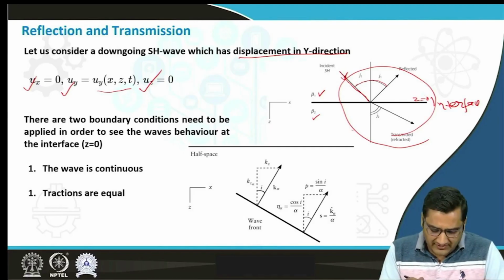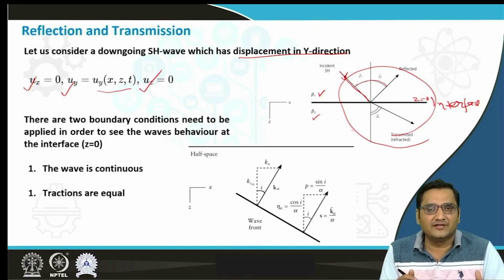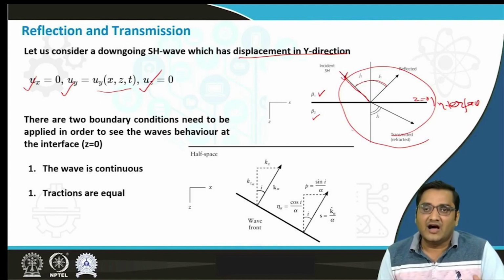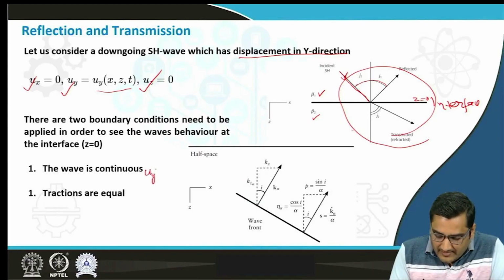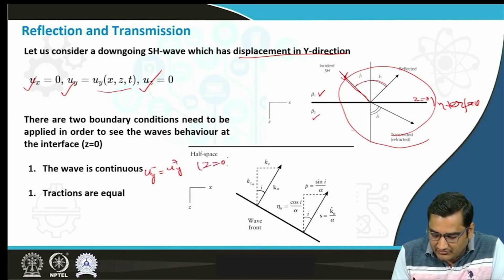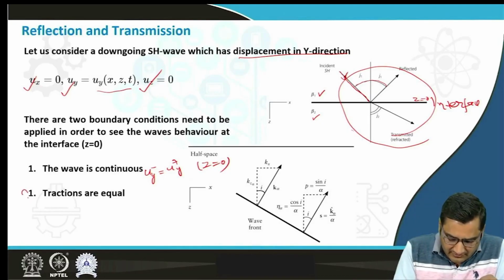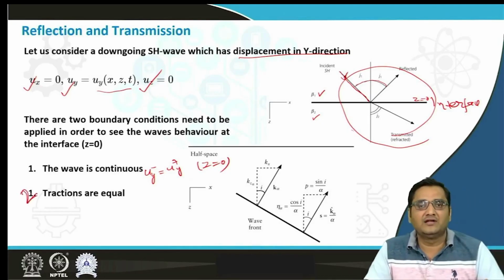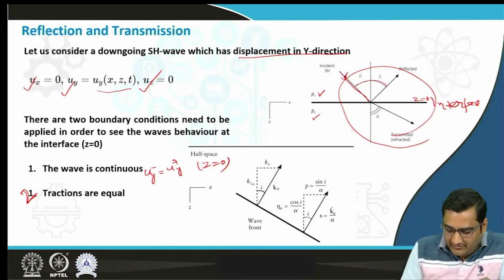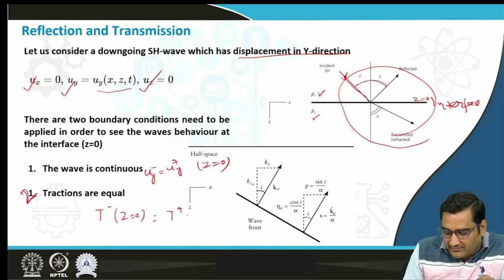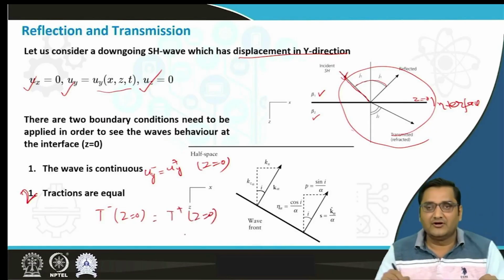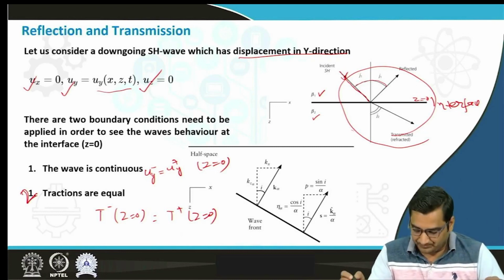The first boundary condition is that the wave is continuous, which means the displacements across this interface are equal. That means Uy minus will be equal to Uy plus at Z equal to 0. That is what we apply in the first boundary condition. The second boundary condition is that the tractions are equal. That means T minus at Z equal to 0 will be equal to T plus at Z equal to 0. The tractions should be equal.